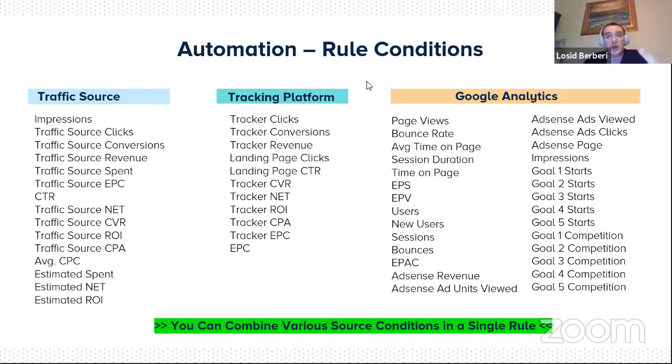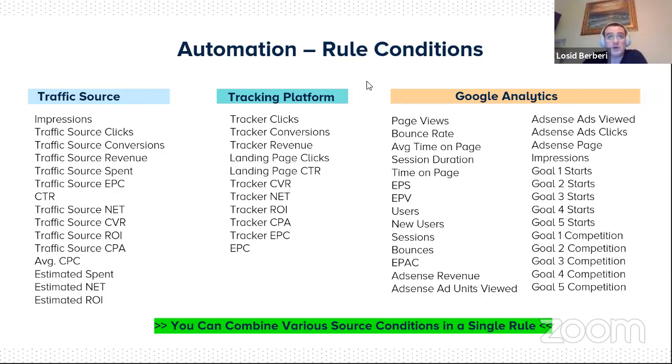So let's say you're optimizing based on landing page clicks, and at the same time you want to optimize based on new users, or time on page, or average time on page, or bounce rate and stuff like that. So you can quickly and easily combine a rule based on the traffic source spend, tracker landing page clicks, and bounce rate, or session duration, or average time on page. So that is something that you can easily do.